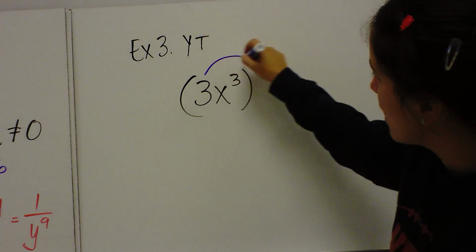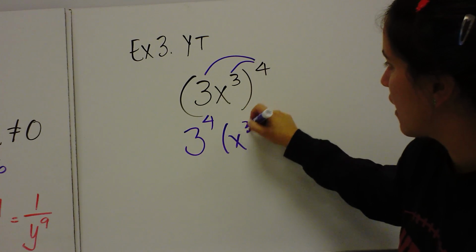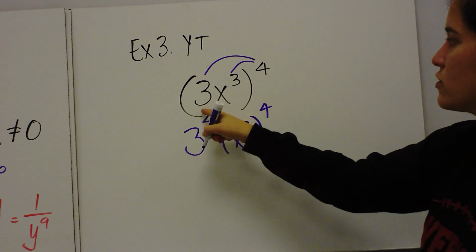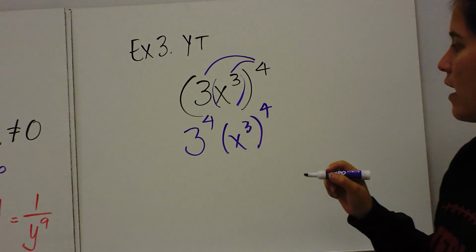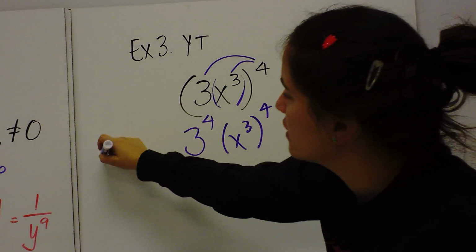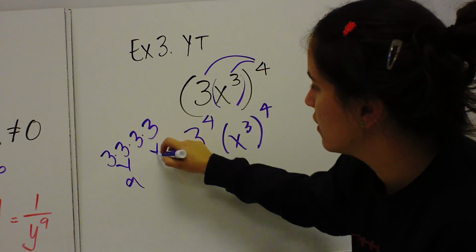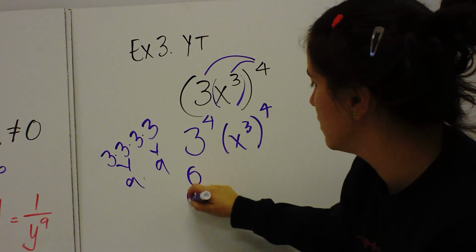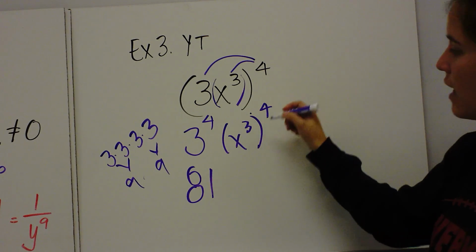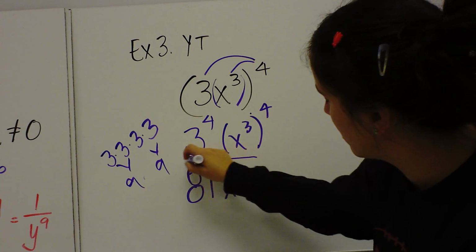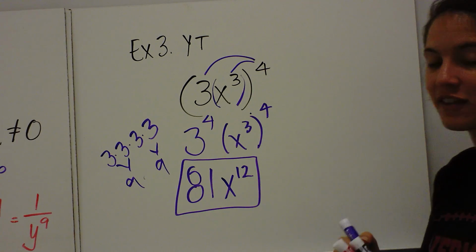So I'm going to kind of distribute. So I have 3 to the 4th power, and then x cubed to the 4th power. So I bring 3 to the 4th power, and then this thing to the 4th power. 3 to the 4th power, that's 3 times 3 times 3 times 3. 9. So that must be 81. And then x to the 3rd to the 4th, you multiply, and we get x to the 12th. There you go. 81, x to the 12th. I hope you got that right.